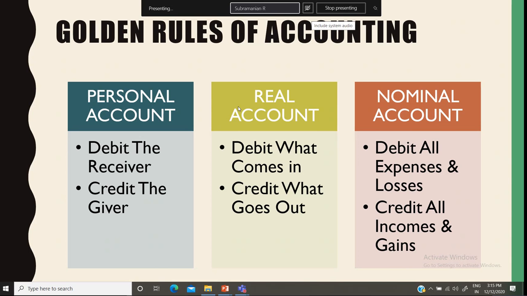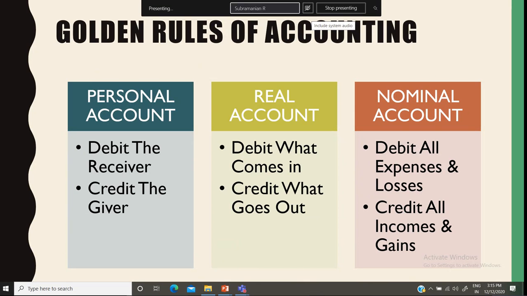And real account, moving on to the next one. Debit what comes in, credit what goes out. Real account rule is debit what comes in. What is coming? If I am going to purchase machinery or furniture, whatever might be, take furniture for example: what is coming? Furniture is coming into the business. So what should I do? Furniture account I have to debit. And if I am selling that furniture, then I have to credit that furniture.